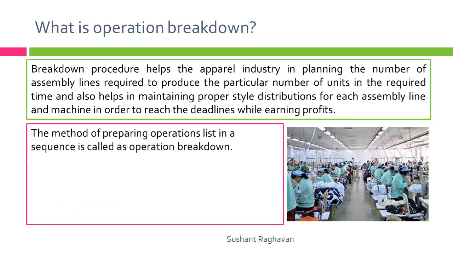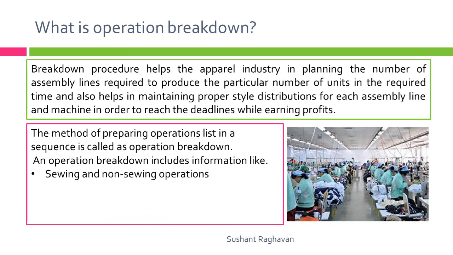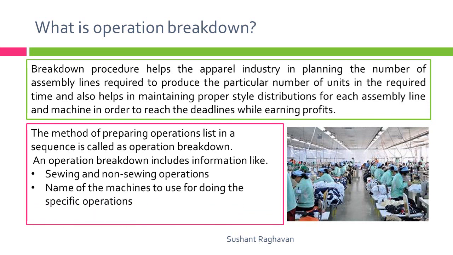The method of preparing an operations list in a sequence is called operation breakdown. An operation breakdown includes information like sewing and non-sewing operations, names of the machines to use for doing the specific operations, and the estimated time to do each operation for one unit.